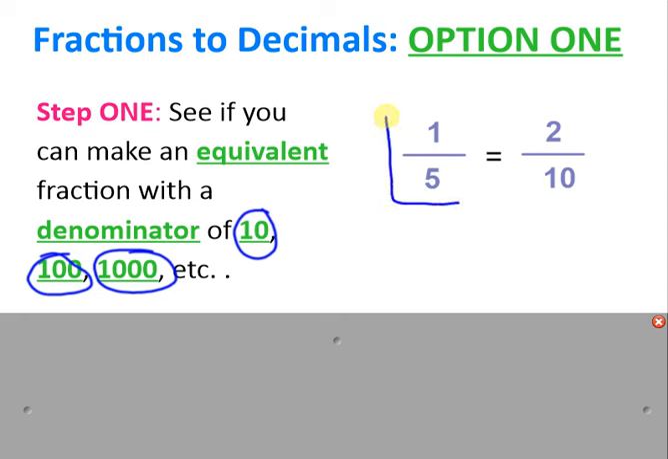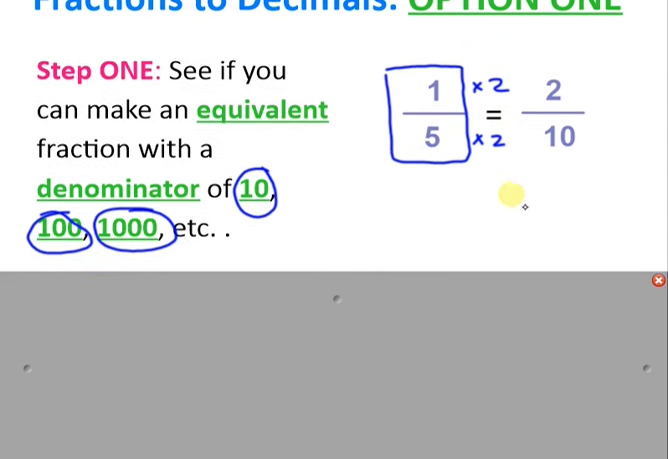To give you an example, here I have the fraction 1/5. Can I take 1/5 and give it a denominator of 10, 100, 1,000? The answer is yes, because I can take 5 and multiply it times 2 to give me a denominator of 10. And then I just multiply the top by 2 as well. So option number one would work for me.